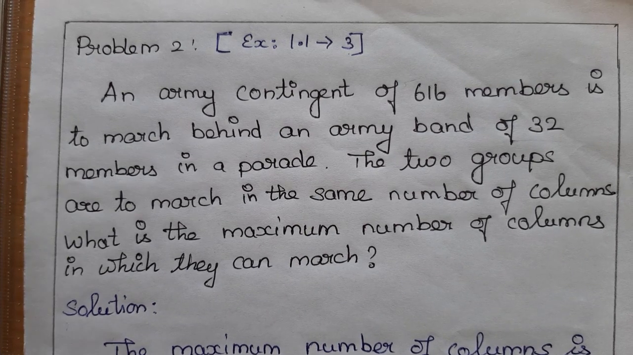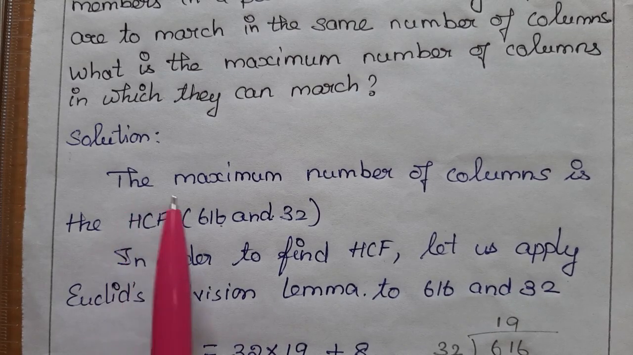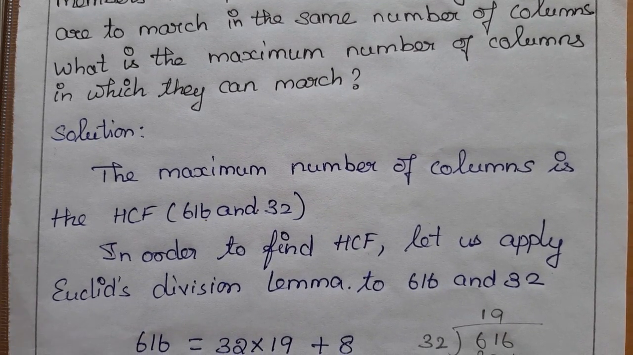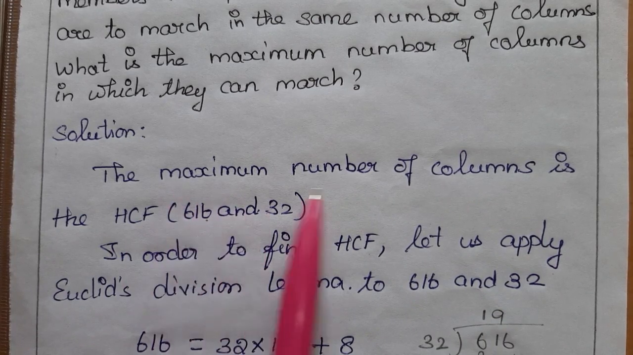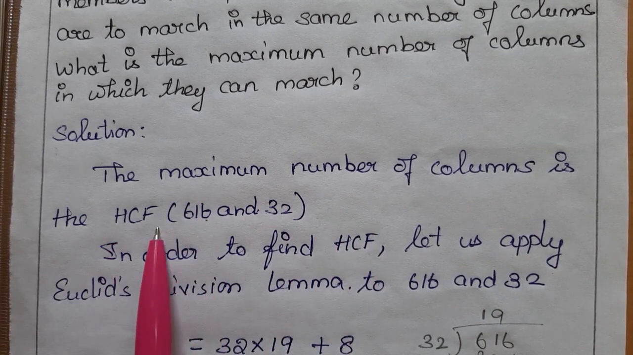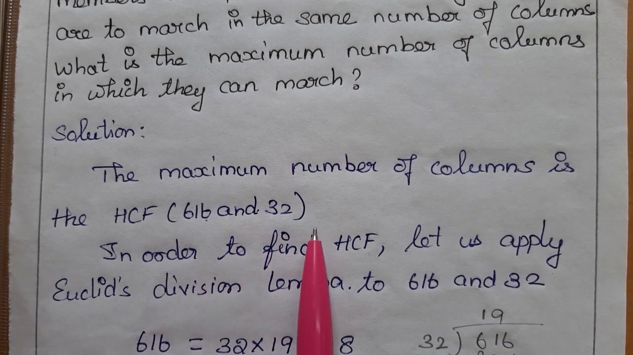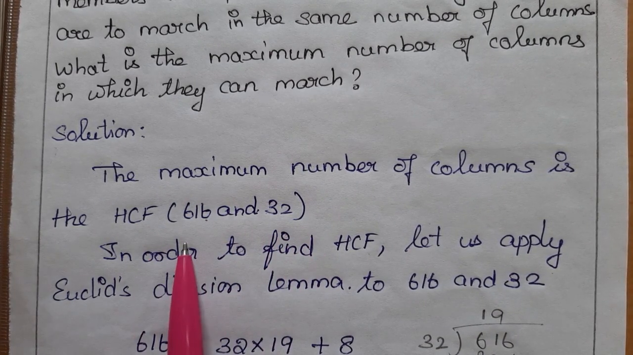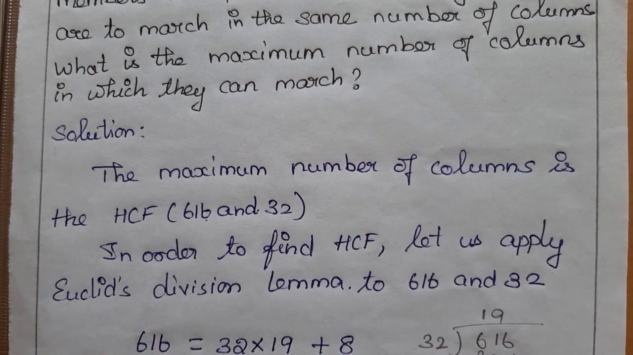So this is a word problem. There's a hint whether you want to find an HCF or LCM. Right? What is the hint? Yes, the maximum number of columns. So it is given, the hint word. You already remember many hint words to find HCF and LCM, right? So here the maximum number of columns is the HCF. That means we have to find the HCF of 616 and 32. If you find the HCF of 616 and 32, that's the maximum number of columns in which the army can do the parade.